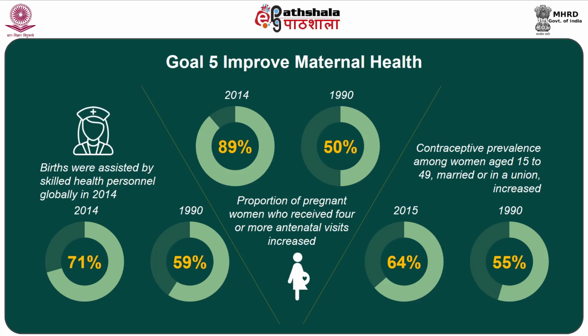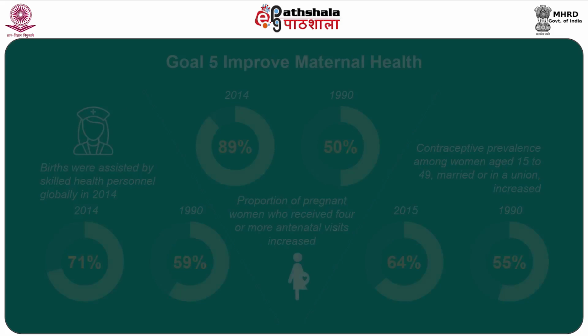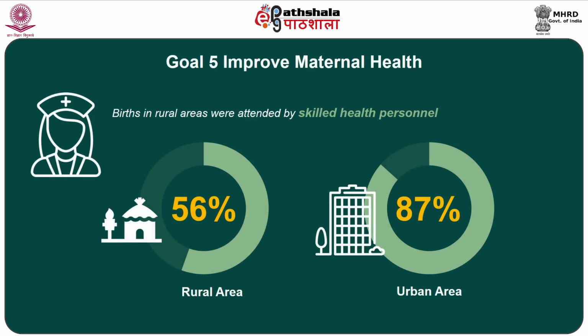The contraceptive prevalence among women of 15 to 49 years also increased worldwide. In developing regions, only 56% of the births in rural areas were attended by skilled health personnel compared to the figure of 87% in urban areas. Only half of the pregnant women in developing regions receive recommended minimum of 4 antenatal care visits, but only 51% of the countries have data on maternal cause of death.